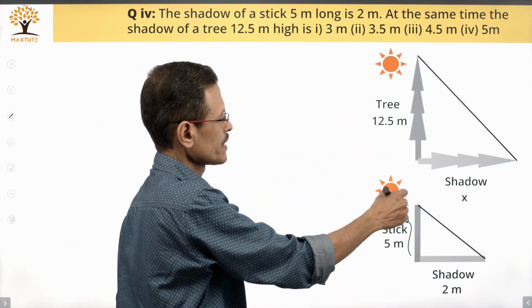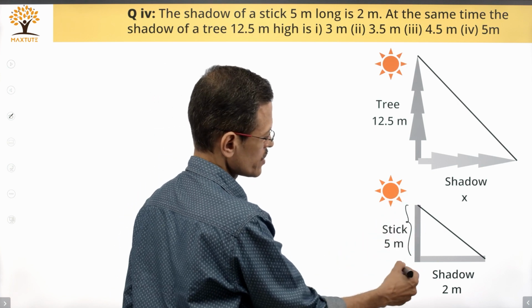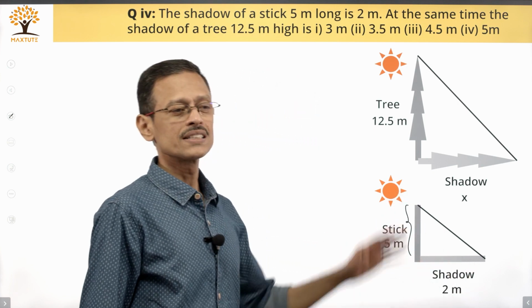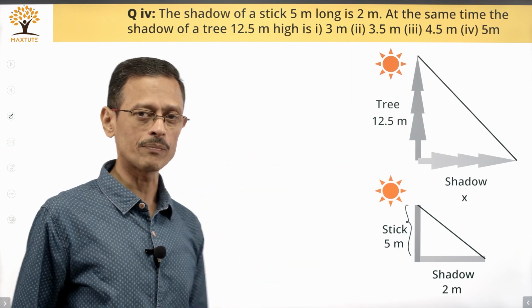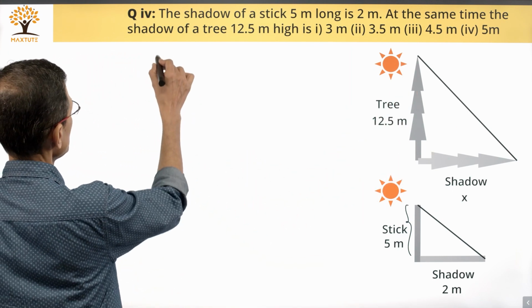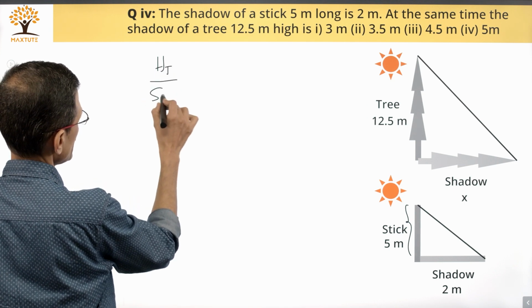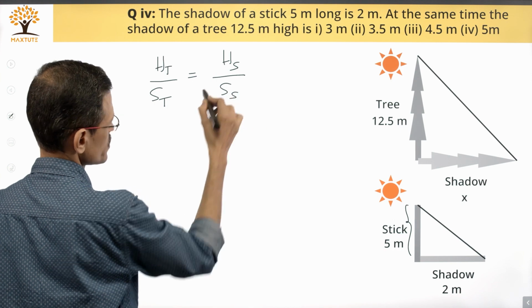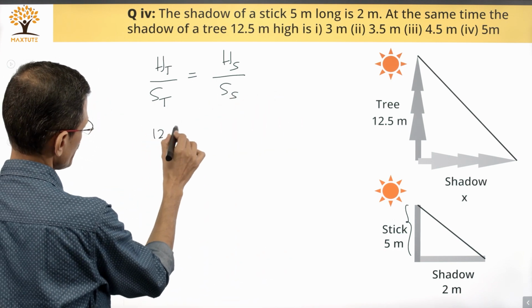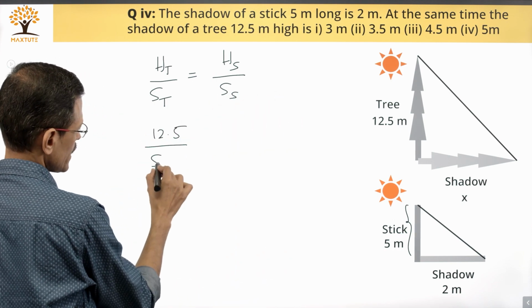So wherever the sun is at that point in time, if the ratio of the height of the stick to the shadow is 5 is to 2, then the ratio of the height of the tree to its shadow will also be in the same ratio. So we'll write the ratio. Let's say height of the tree divided by shadow of the tree will be the same as height of the stick divided by shadow of the stick. Height of the tree is 12.5. Shadow of the tree is what we are trying to compute.